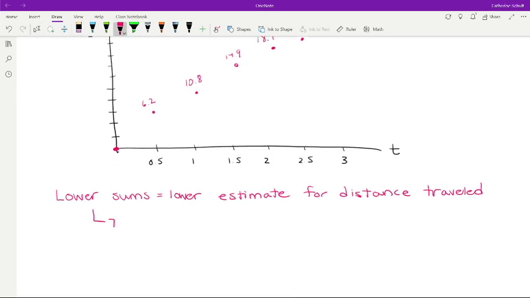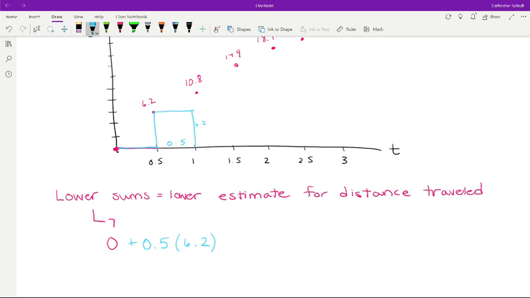So the first one is going to be 0. And then our second rectangle, I'll do it in a different color. We'll use the left endpoint as an estimation. Delta t is 0.5, and then the velocity is 6.2. Again, times velocity is distance traveled. So 3.1 feet was the minimum distance she traveled in that first interval.